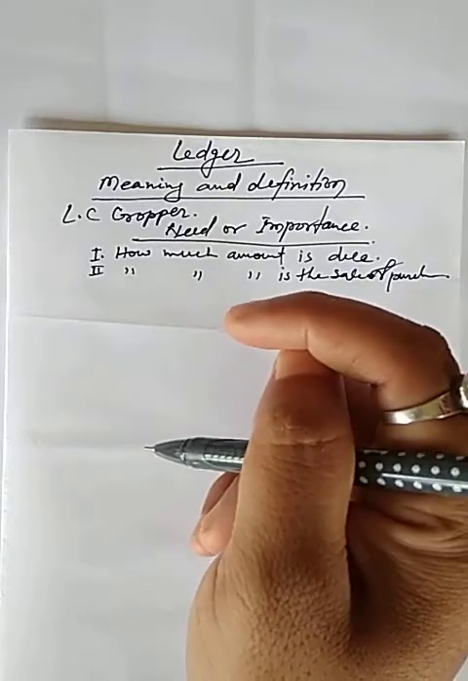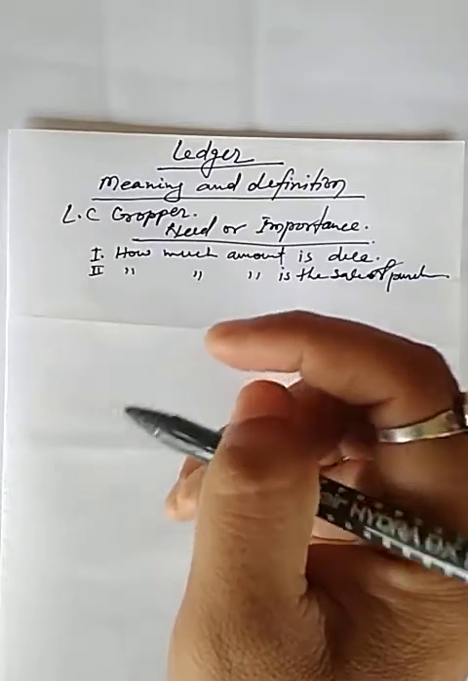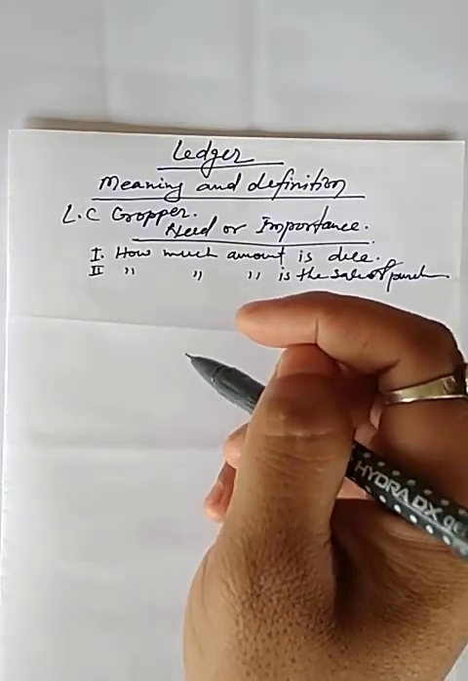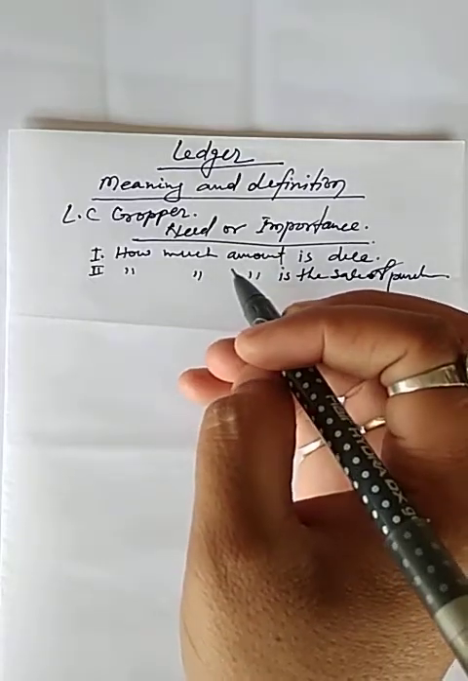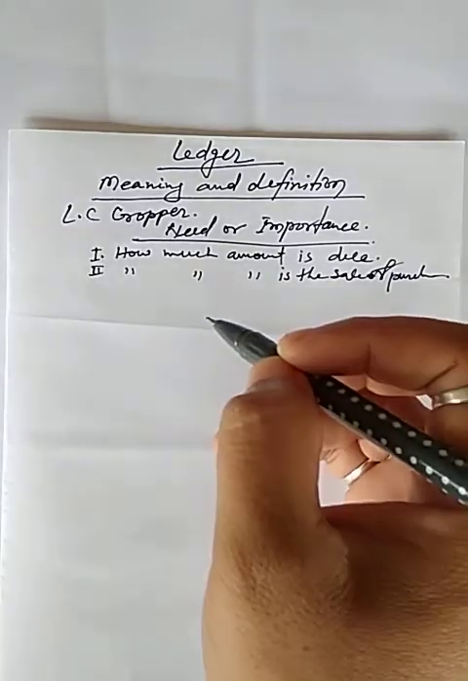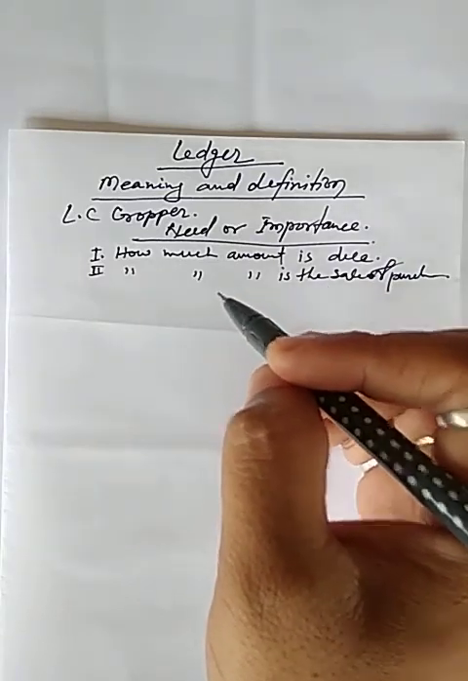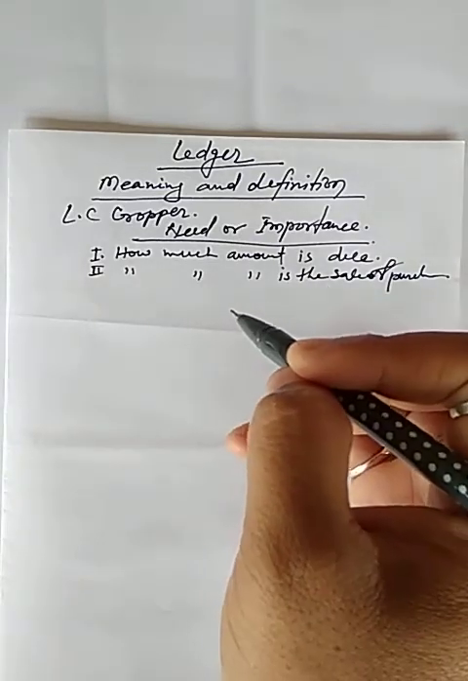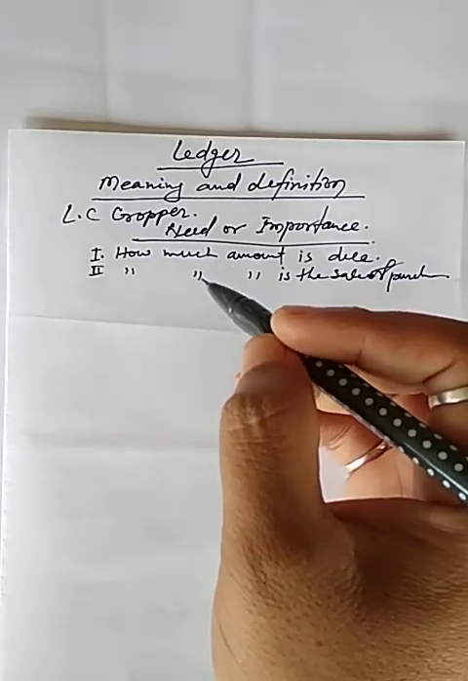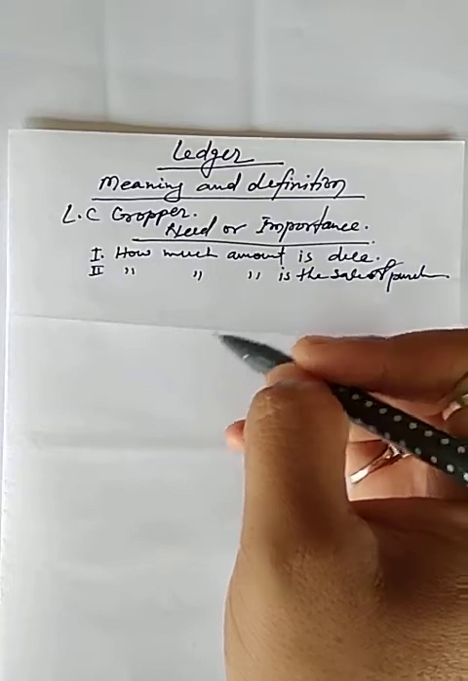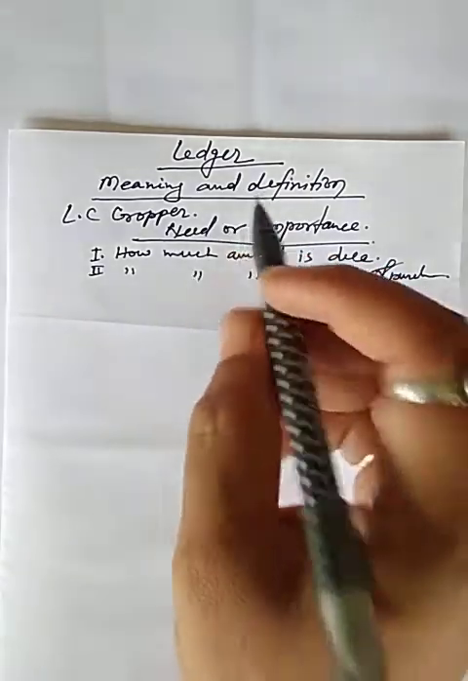So, we can say that the ledger is called the principal book. It is also called the book of final entry because the transactions which are first entered in journal or subsidiary book are finally incorporated in the ledger.